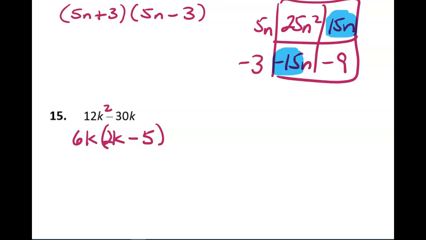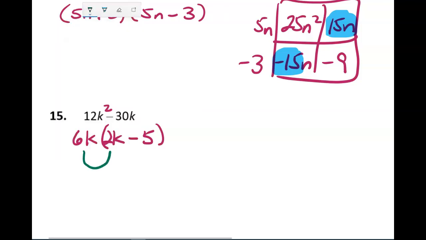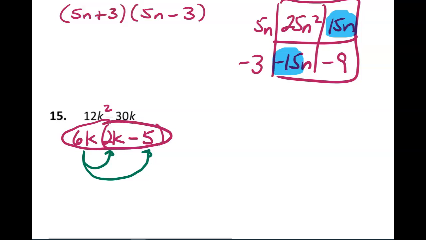Oops, 2k minus 5. We can always check by distributing. That's something that I want to do mentally each time I write down my result. Help me catch those errors that I make. 6k times 2k is 12k squared. 6k times 5 is 30k. So there's our final result. Our two factors are 6k is one factor and 2k minus 5 is the other. Binomial factors or trinomial factors need to go in parentheses, but a monomial factor doesn't need them.